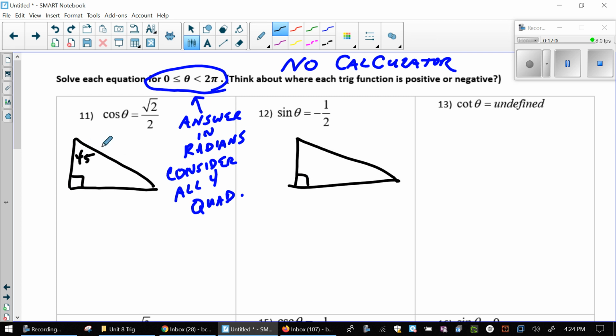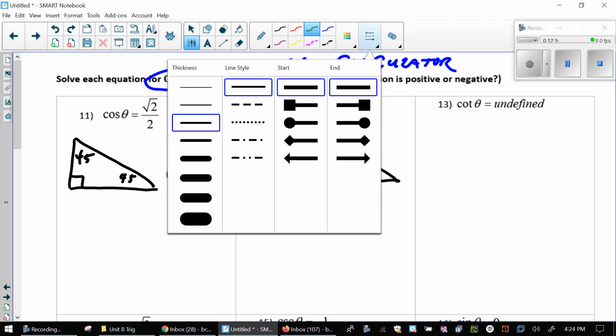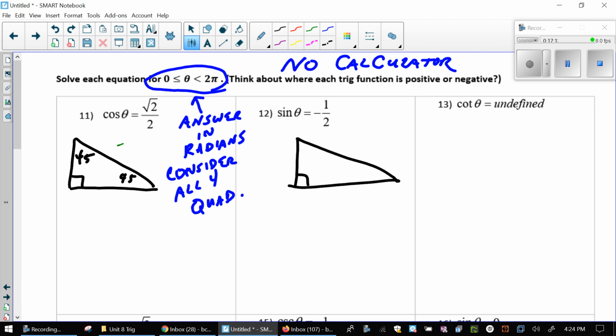So I'm going to start with 45, 45, 90, and I know that in a 45, 45, 90, my hypotenuse is 2, and my legs are both root 2. And then let's get our 30, 60, 90 here, and I know that in a 30, 60, 90, my side opposite 30 is 1, my hypotenuse is 2, and opposite 60 is root 3. All right, anytime you see root 2, that's going to be a 45, 45, 90. Anytime you see a 1, 2, root 3, that's going to be a 30, 60, 90.